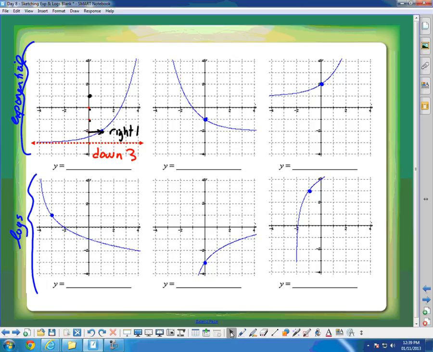When I took those two bits of information together, and I know it's an exponential function, it's y equals 2 to the, and now right 1 means up in the brackets I gotta have x minus 1, opposite to what I think, and then down 3 here is minus 3.